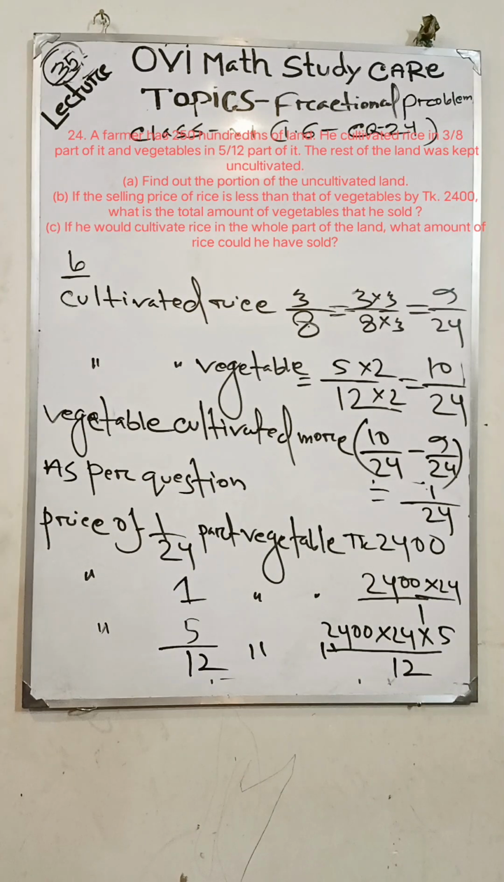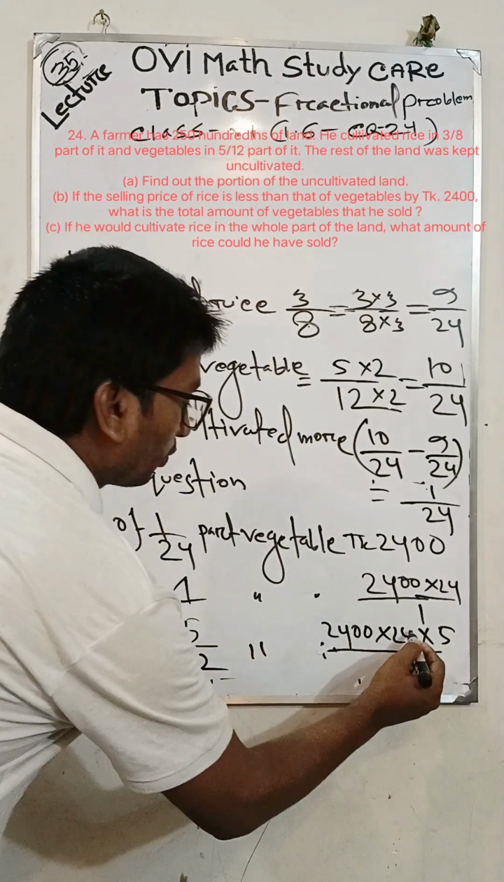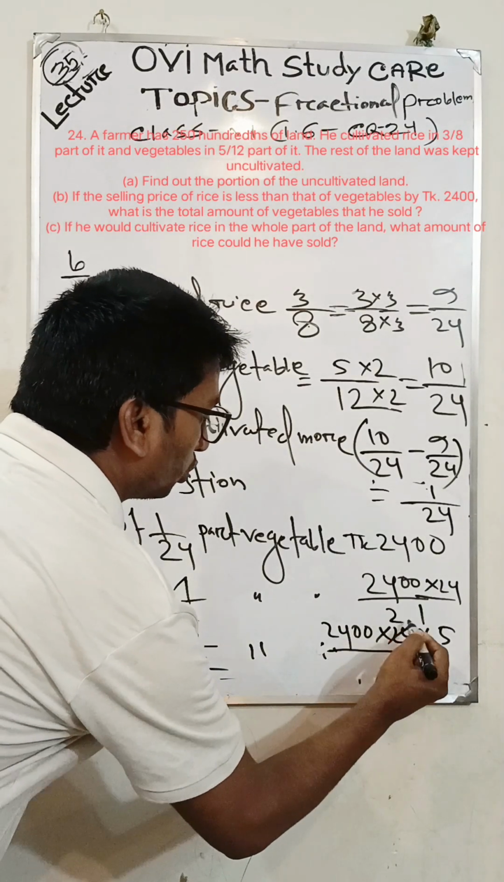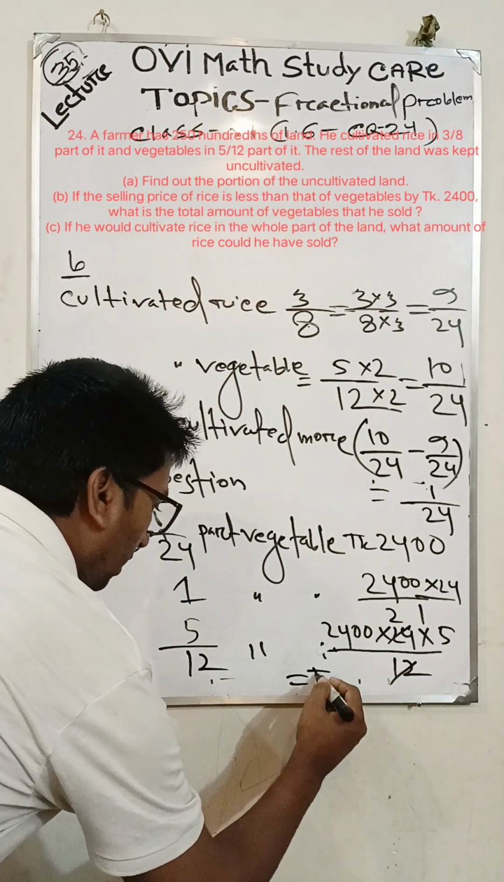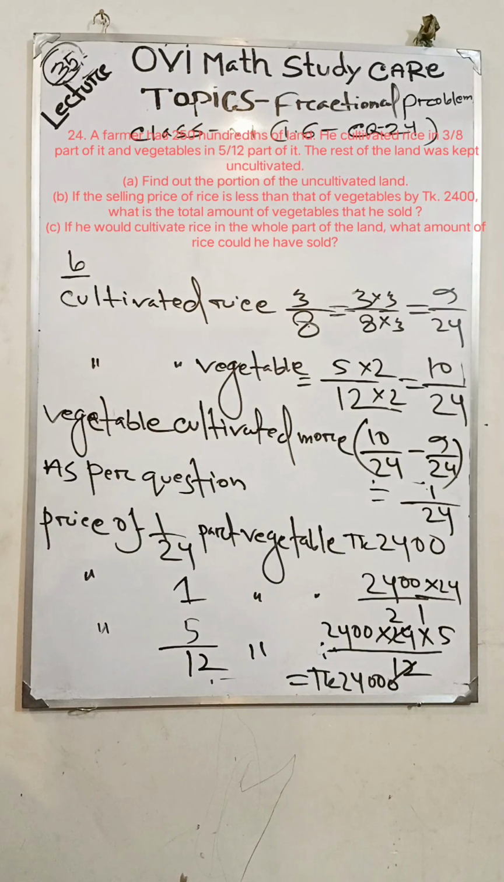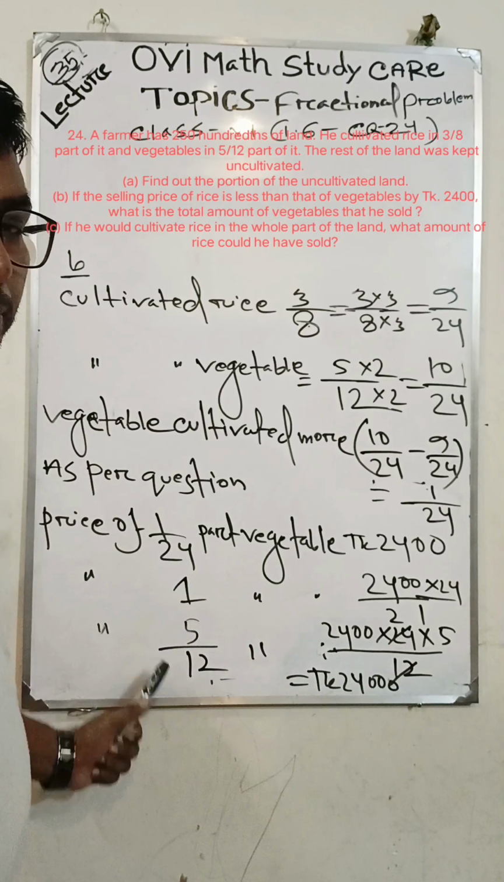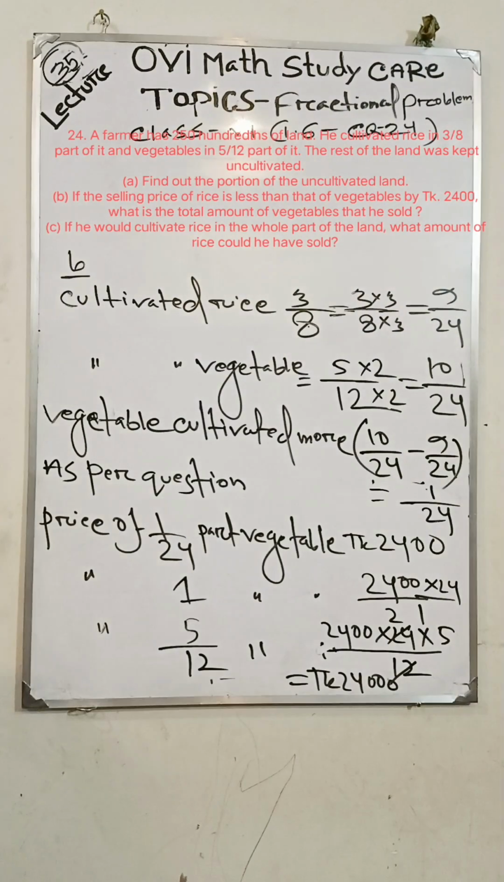So if we cut, students, 24/12 becomes 2, 5 twos are 10, 10 times 2400, that means taka 24,000. This is the price of vegetable which is cultivated in the 5/12 part. This is the solution of question B.